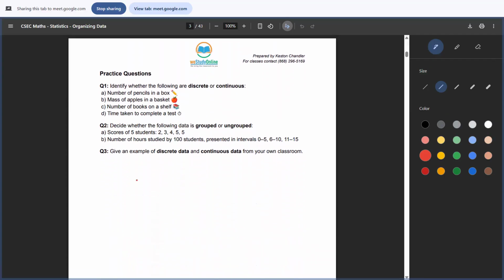So I have some questions based on what we just discussed that I'd like you to look at, and then we will look at the solutions to them. Question 1: identify whether the following are discrete or continuous. We have number of pencils in our box, mass of apples in our basket, number of books on our shelf, time taken to complete a test. So you will just write the phrase and you'll write discrete or continuous next to it. Question 2 says to decide whether the following data is grouped or ungrouped: scores of 5 students, number of hours studied by 100 students presented in intervals of 0 to 5, 6 to 10, 11 to 15. And give an example of discrete data and continuous data from your classroom or from your home.